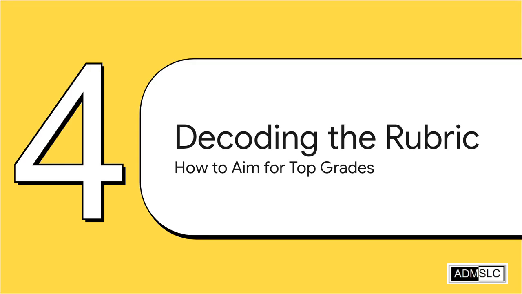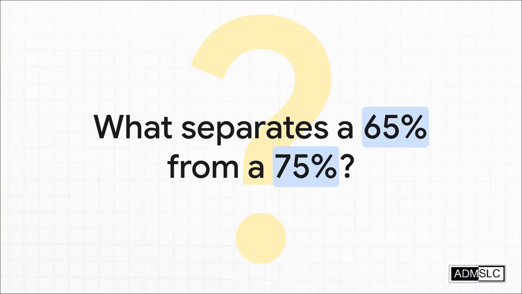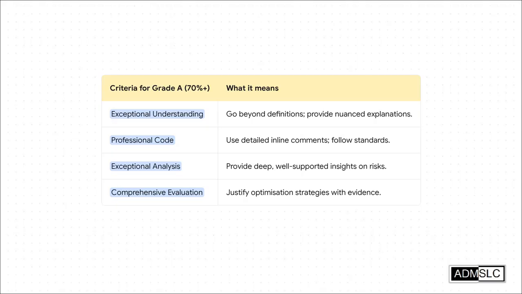Okay, this section is maybe the most important one. This is how you take your work from being just good to being great. To really aim high, you have to understand exactly how you're being marked. So let's decode that rubric. So this is the big question, right? What's the real difference between getting a solid B and getting an A? Well, it's not about writing more pages or adding more code. It's all about the depth and quality of your thinking, and the clues are all laid out for you in the assessment criteria.